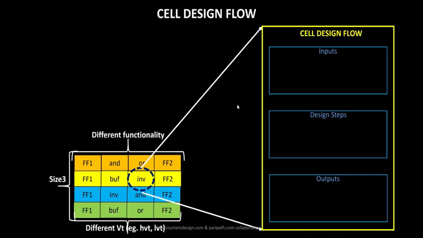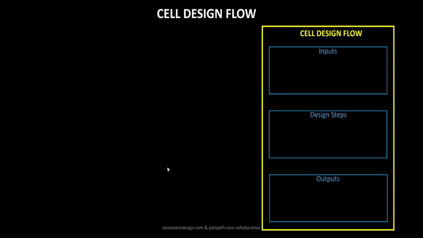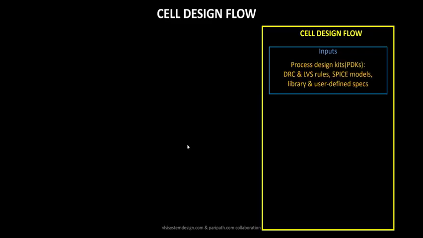The cell design flow is divided into three parts. One is the inputs, which are what you need to design your inverter. Then you finally design your inverter, and the outputs of the inverter are the ones actually used by your EDA tools. Let's look into all of them one by one, starting with the inputs. Taking an inverter as an example, the inputs to design it are, to start with, called process design kits. These come from your foundries, and the foundry provides the process design kits. The kits consist of the DRC and LVS rules, SPICE models, library, and user defined specs. I'll show you each one of them one by one.